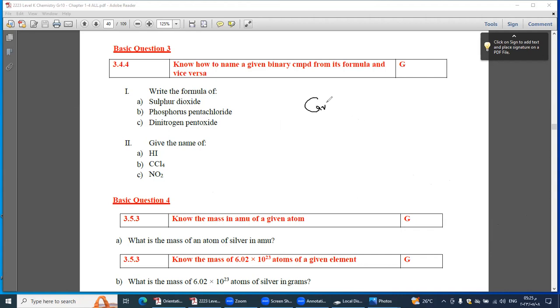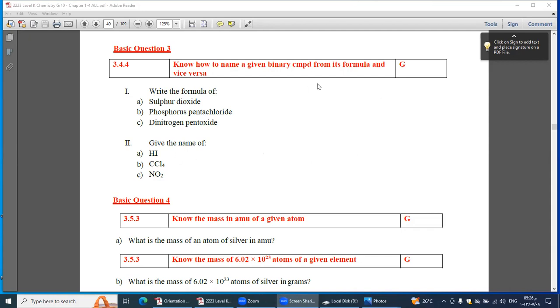Carbon tetrachloride. Try to make it now. Carbon tetrachloride. Excellent. CCl4. Carbon C, chloride Cl, tetra refers to 4. CCl4. Okay.